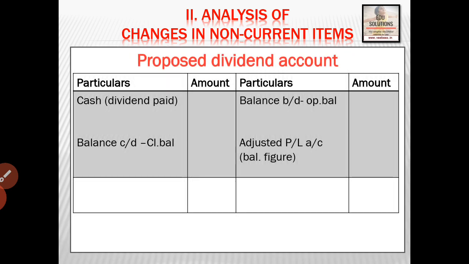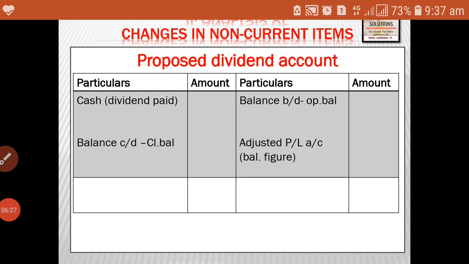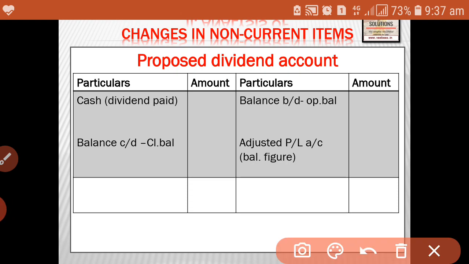എങ്ങനെയാണ് നമ്മൾ എഴുതുക? For example, if there is an opening balance, okay, if there is proposed dividend opening balance 30,000, it is shown here. If it is closing balance 50,000, it is shown here. Okay, opening balance is credited, closing balance is debited.